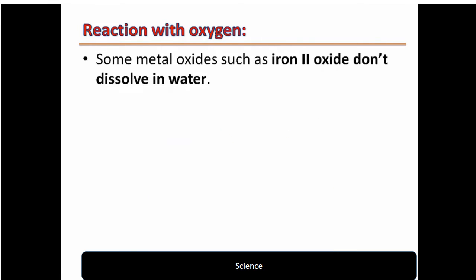Some metal oxides, such as iron 2 oxide, don't dissolve in water. So we have to say some metal oxides dissolve in water, because we have some examples for metal oxides which don't dissolve in water, such as iron 2 oxide.